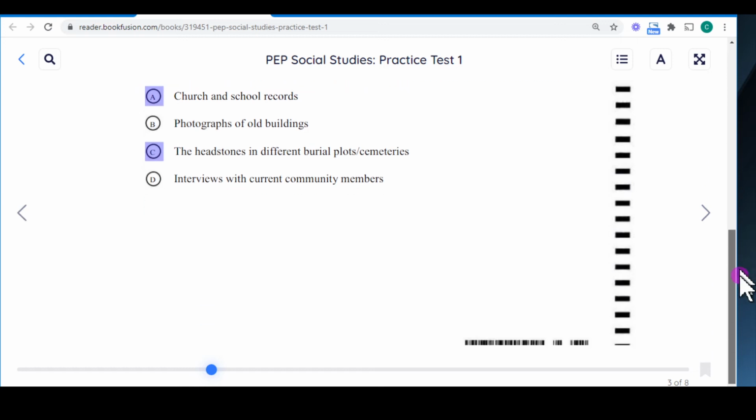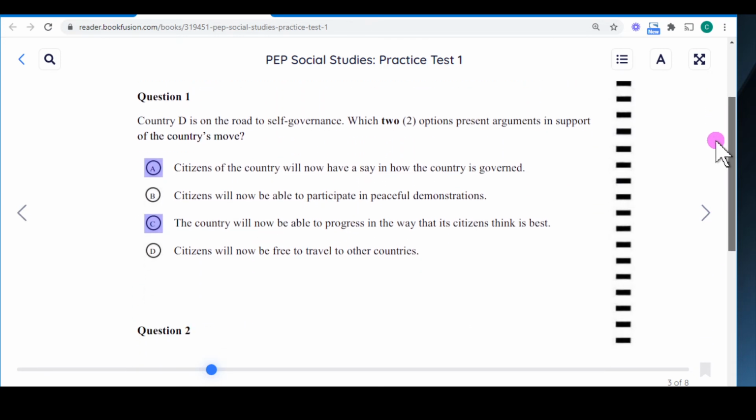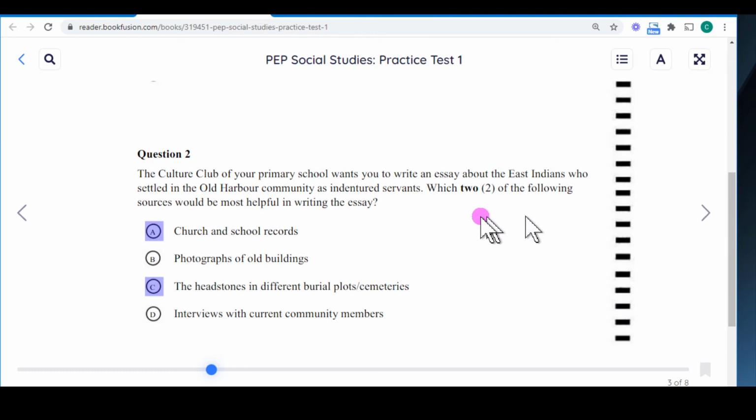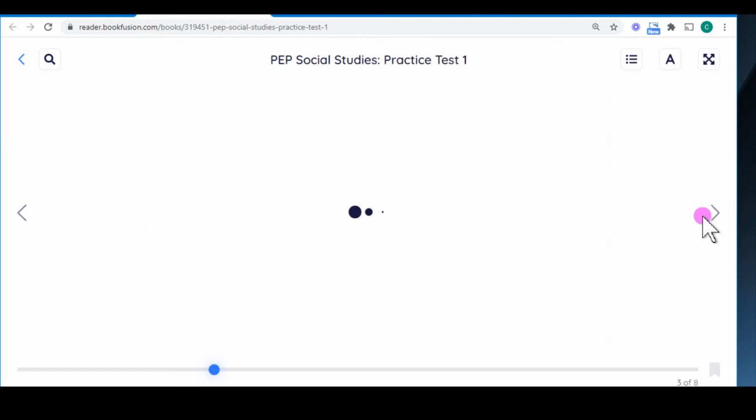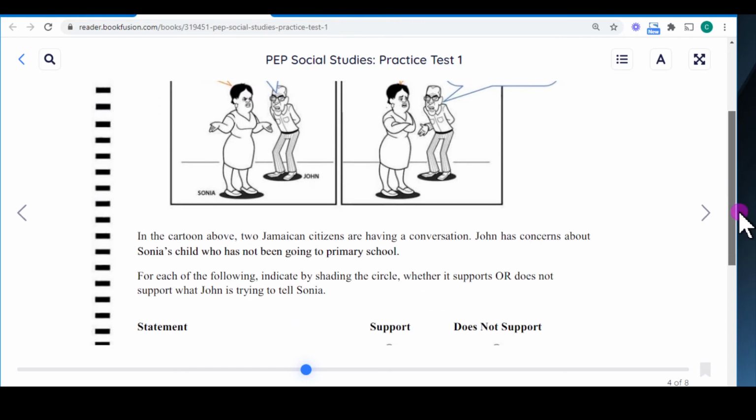All right, so let me just double check to make sure that I have placed all my answers in. So for question 1, they wanted 2 responses. I have 2. For question 2, they want 2 responses. I have 2. Okay, let's move on. Question 3. All right, so we have a little cartoon set up here.